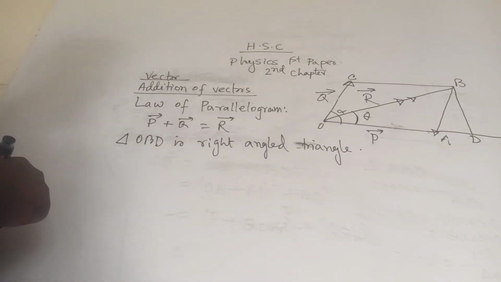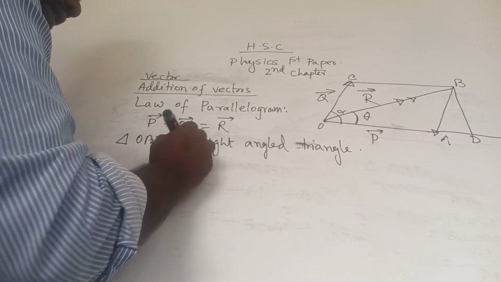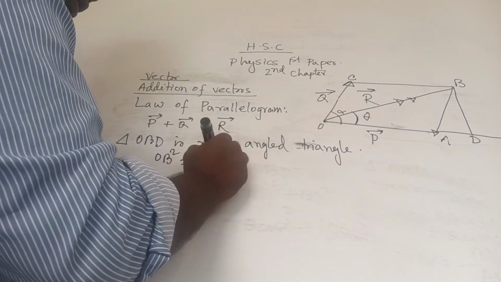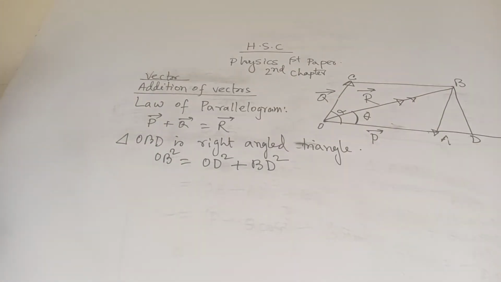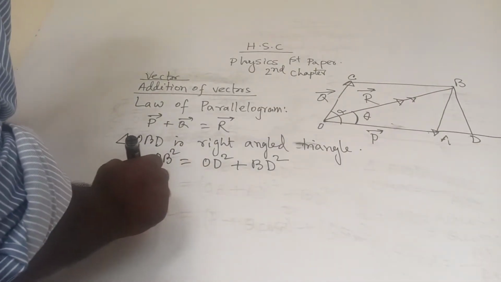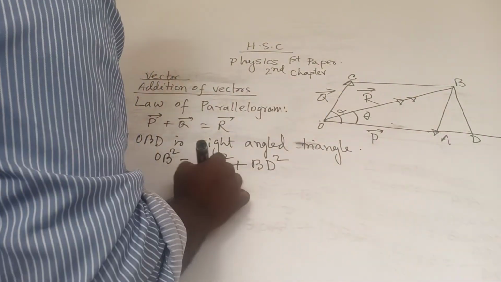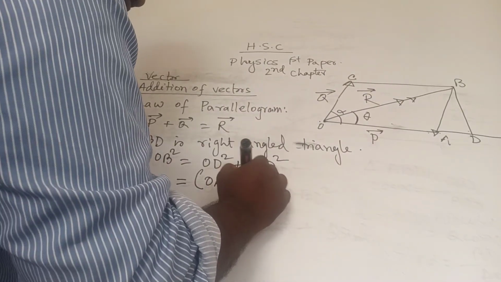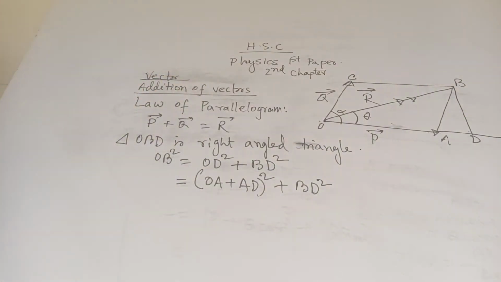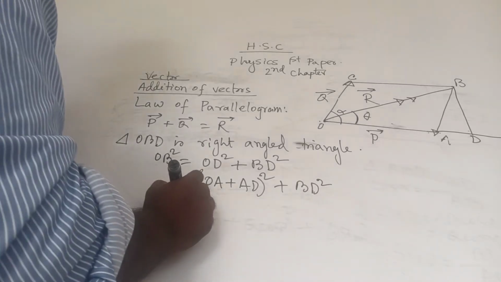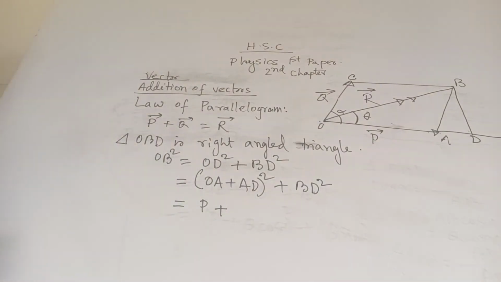So for the right angled triangle, using the Pythagoras theorem, we can write OB square is equal to OD square plus BD square. So what can we write here? OD is equal to what? OD is equal to OA plus AD. So (OA plus AD) whole square, plus BD square. The length of OA is P, but I don't know the length of AD.